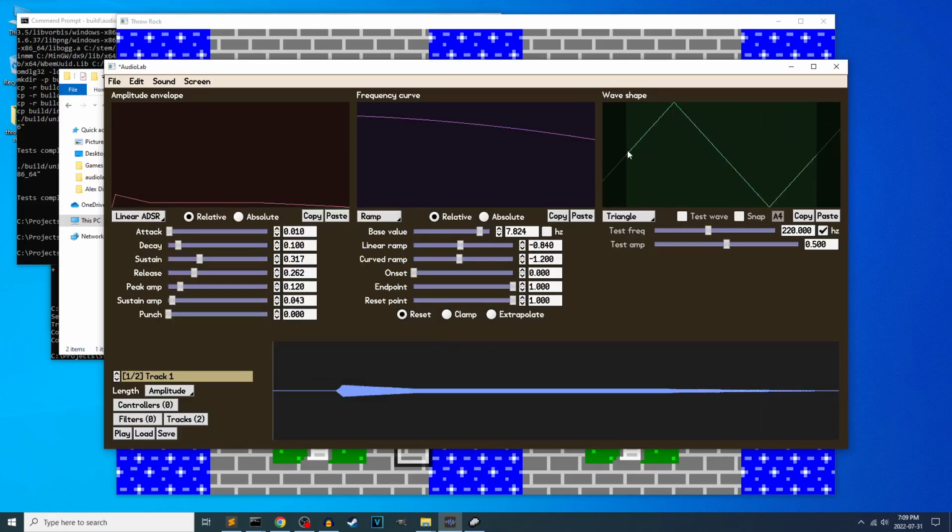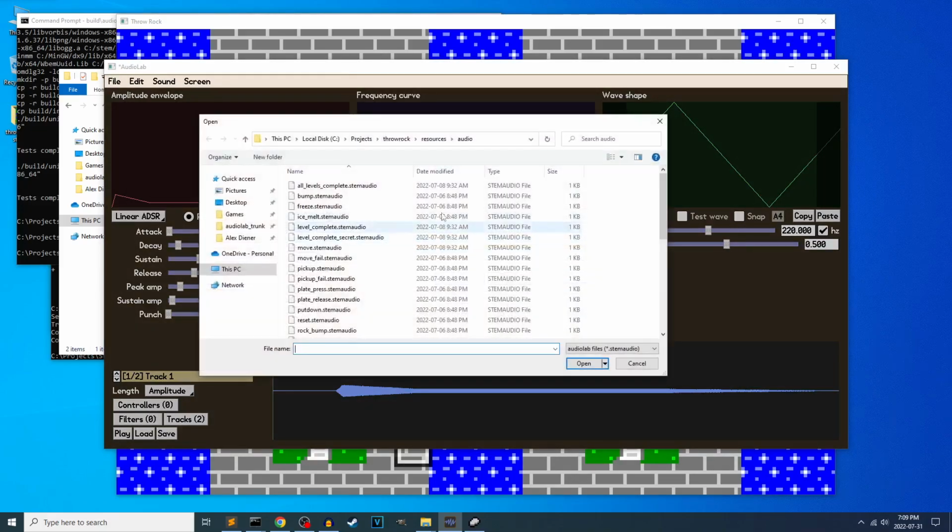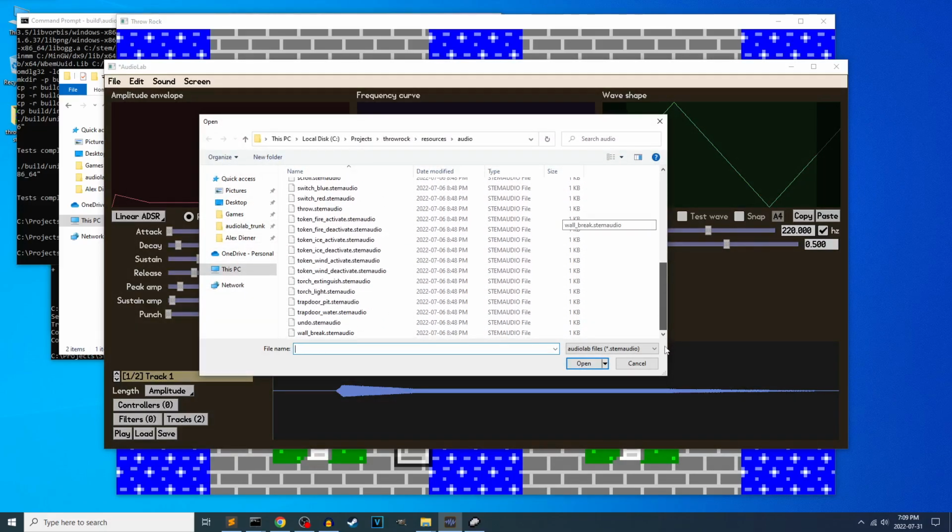So that's just a triangle wave with a downward curving, downward ramp on it. Anyway, yeah, so that's all the sound effects, right? Did I miss any? I don't think I did. I did get torch light, right? Yes.